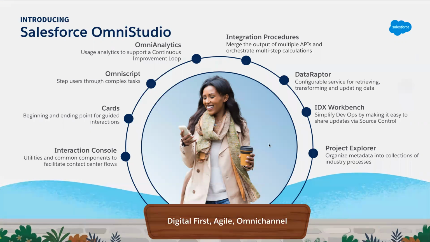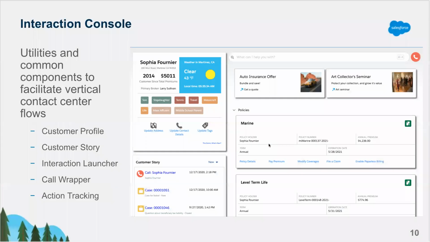All right, let's dive into the specifics. This is a screenshot of an interaction console for our insurance vertical. All of these components that you see here are cards, and I'll talk more about cards shortly. These are all click configurable. The layout, the positioning, the content, all of that stuff is click configurable with cards.